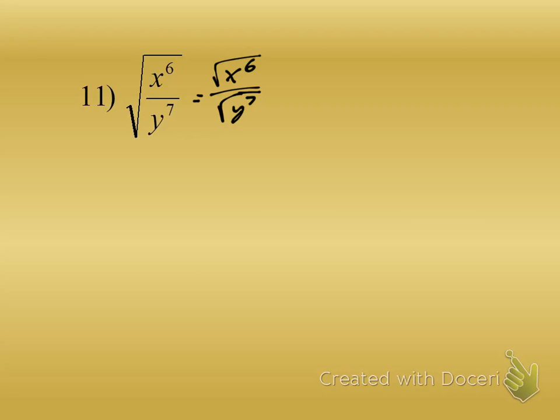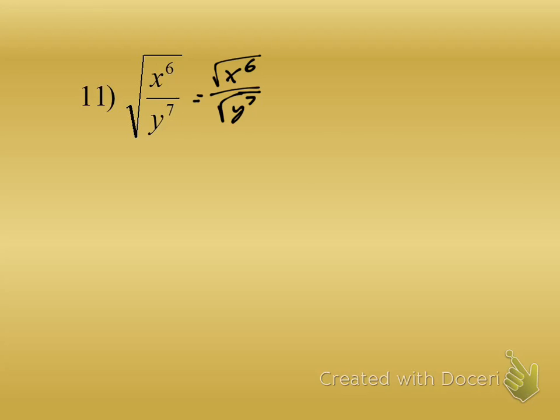Okay, now what's your index on those two right now? 2. Okay, so now your next step on the problem with the variables in it like this: if you can simplify those square roots, do so, because it's going to make your problem easier in the long run and easier to understand. You can simplify both of those square roots right now.